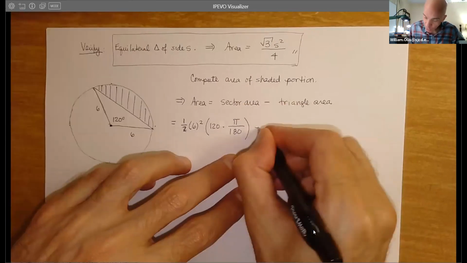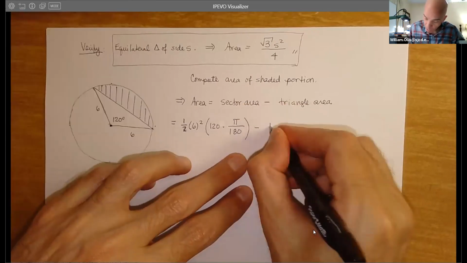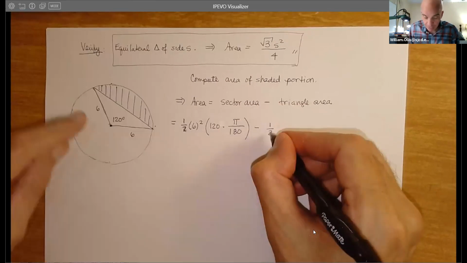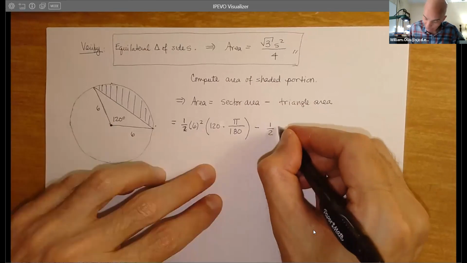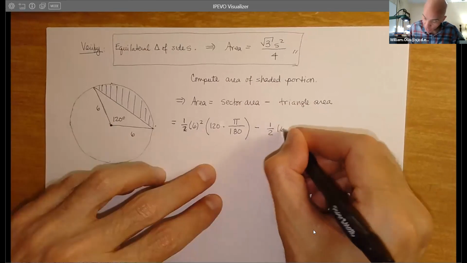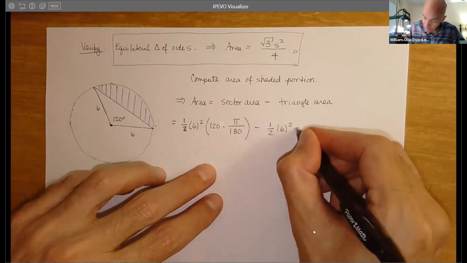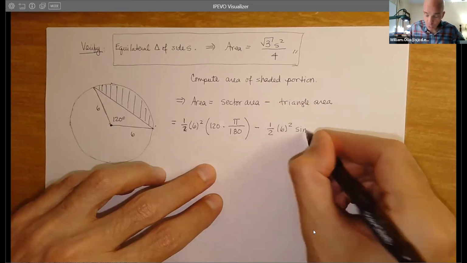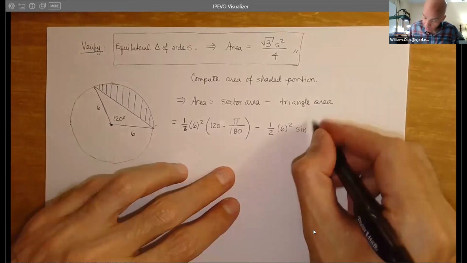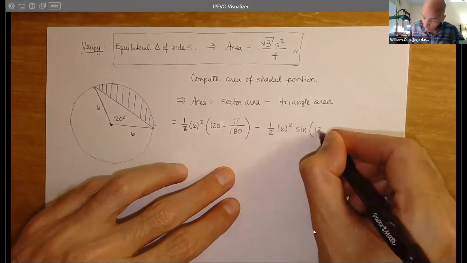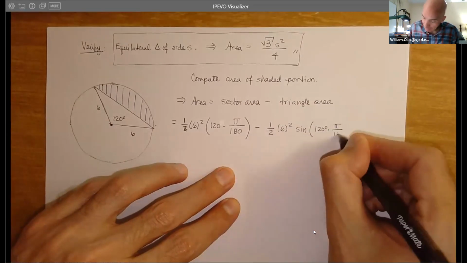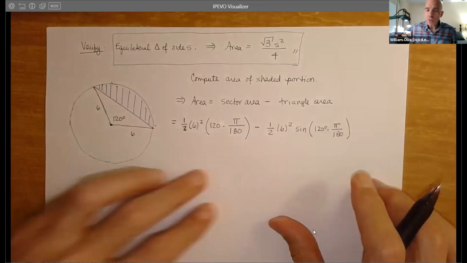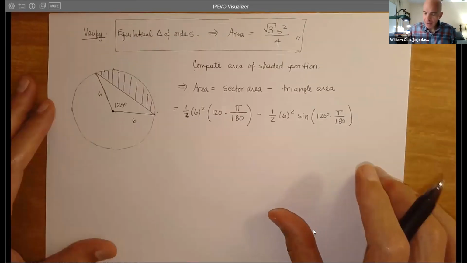Okay, then minus the triangle area. So this will be 1/2. So again, we have AB sine of this. So AB, that's going to be, again, 6 squared. And then we have sine of 120 degrees, or we can just go ahead and convert it, 120 degrees times pi over 180. Okay, so when you look at this problem, half the stuff's the same.